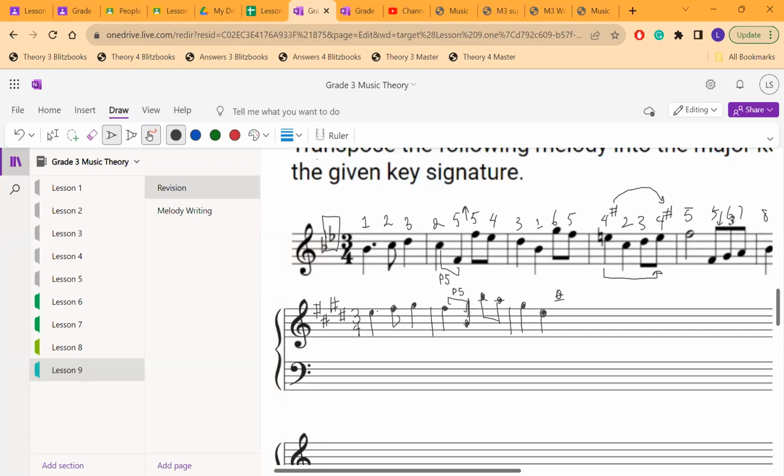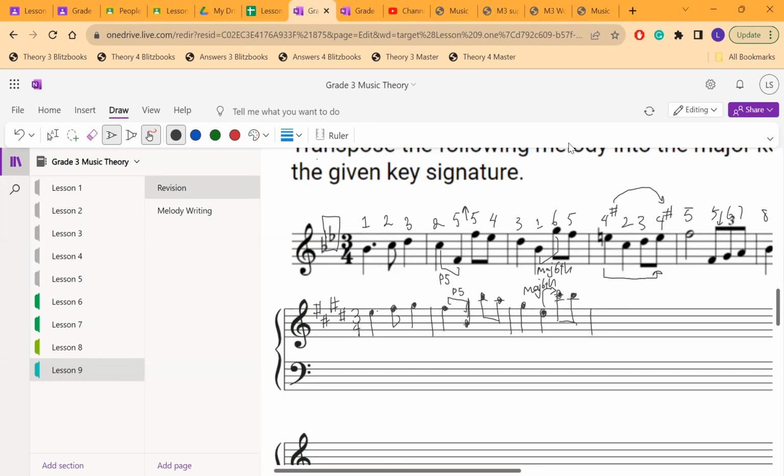So 6, the 6th scale degree in E major is a C sharp. If you want to double check, this is a major 6, so that means that this has to be a major 6 as well. Checking E to C sharp. Yep, that's a major 6. Yes, that's right.